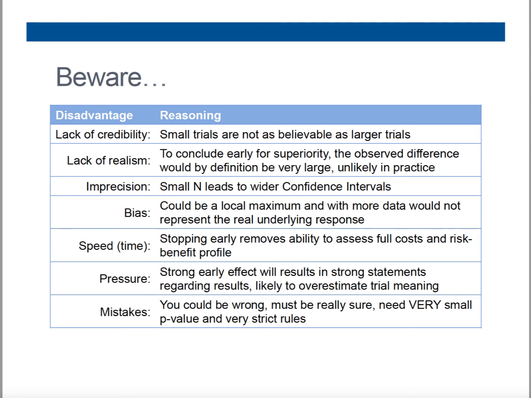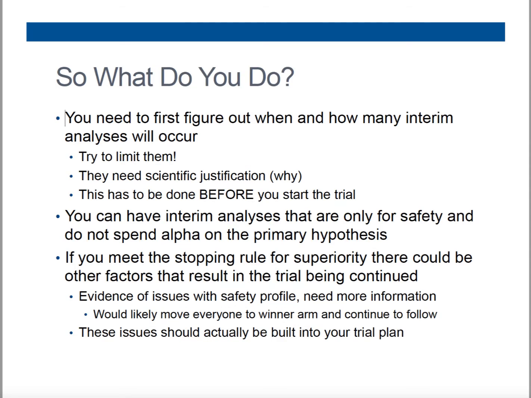So there are mistakes made anytime that you can test an alpha. And so you want to be really careful about not opening yourself up to make that mistake when you shouldn't be. So what do you do? You need to figure out when and how many interim analyses will occur. You need to try to limit them. They do need scientific justification. And generally, this should be done before you start the trial.